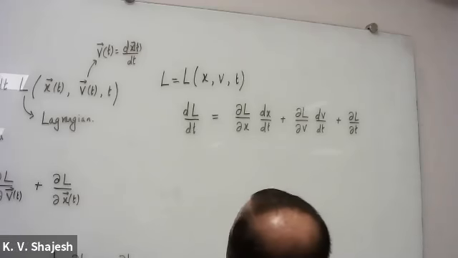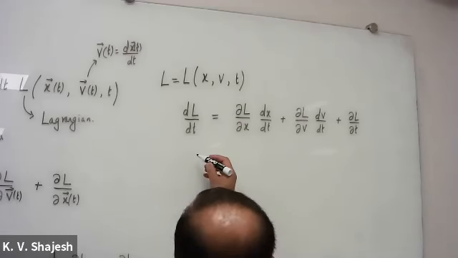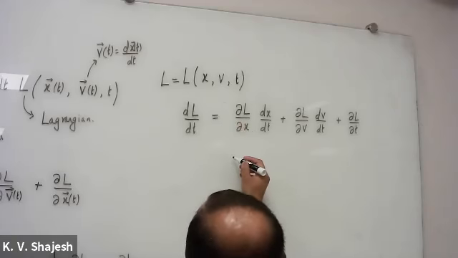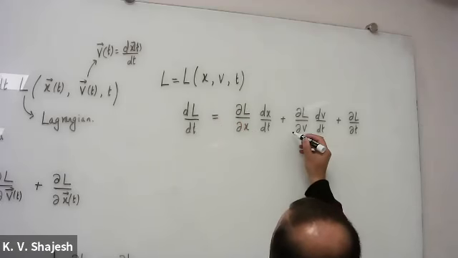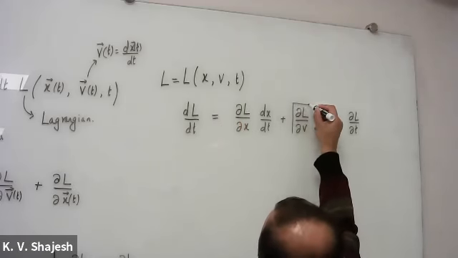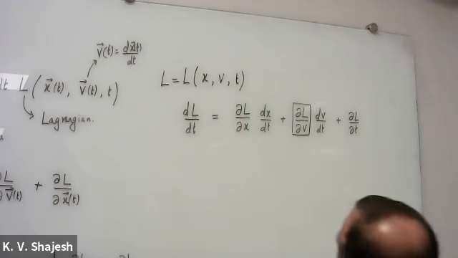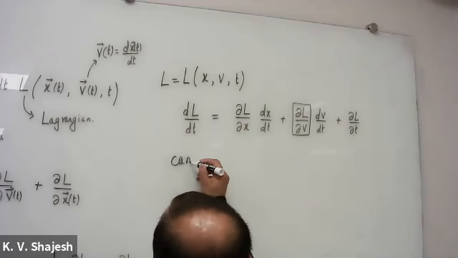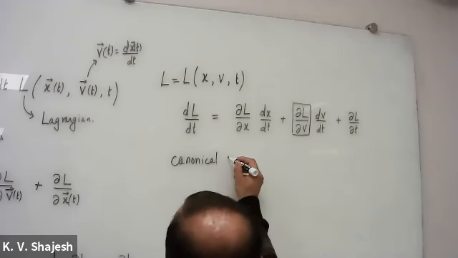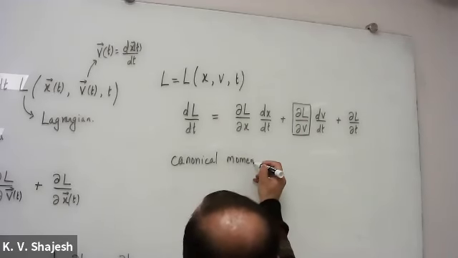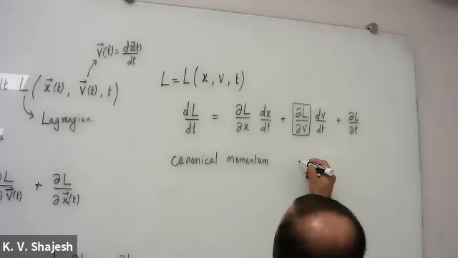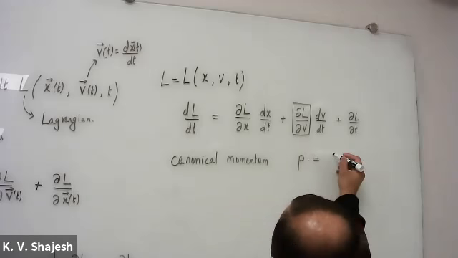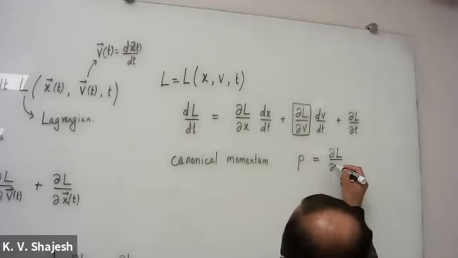Now let's define a new quantity. This is how the Hamiltonian is defined. Remember that we talk about this quantity here, the partial derivative of L with respect to v. We will define this to be your momentum. That's what is called the canonical momentum. We have already used that. So the canonical momentum is defined to be p. Again, it can be a vector. So this is the partial derivative of L with respect to v.